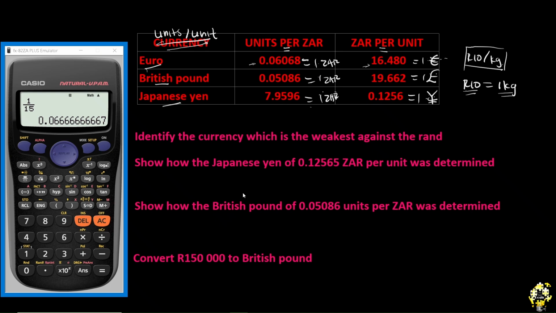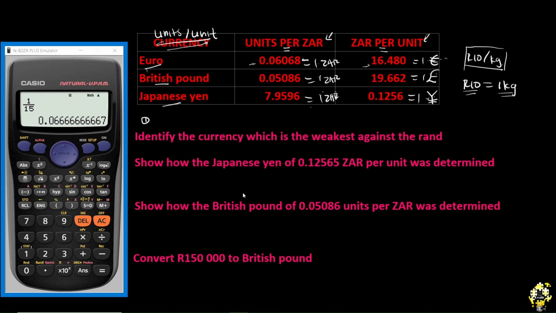How does it become easy? It becomes easy because when they say, identify the currency, and remember, I told you this currency over here means exactly the same thing as this currency over here. And you will see when you do calculations that, yes, I was right by saying they mean exactly the same. Identify the currency which is the weakest against the rand. If you want to identify it, this is what you are supposed to do. Let's start with currency number 1, which is the euro.